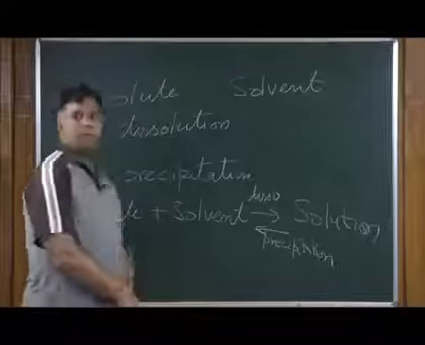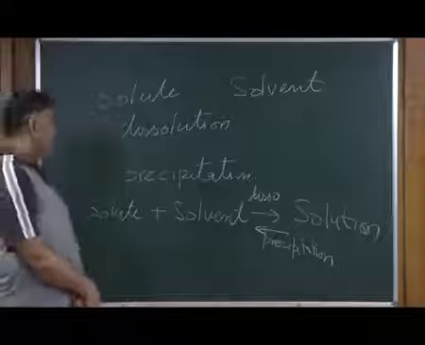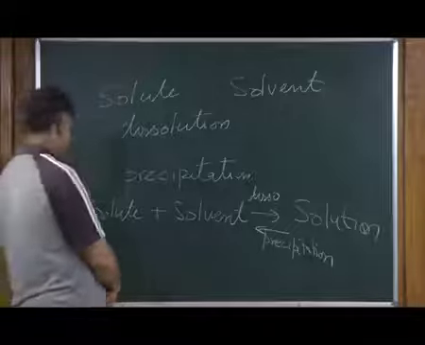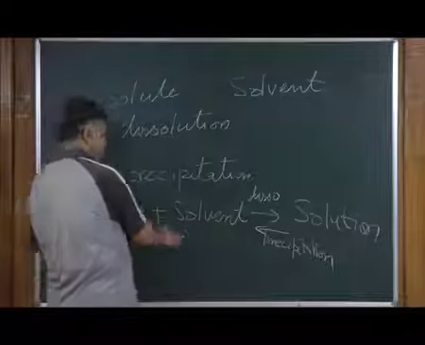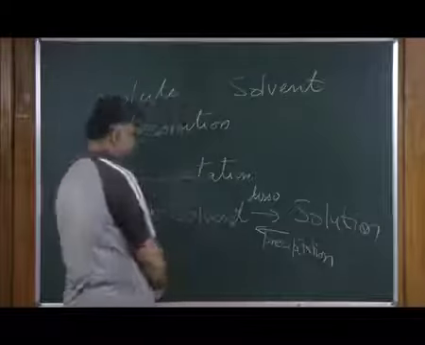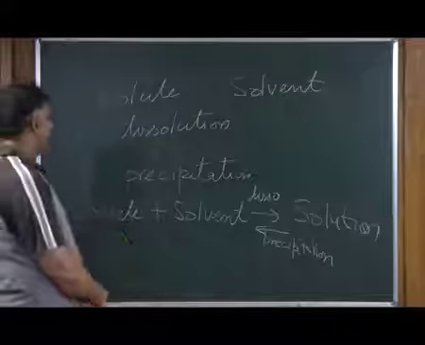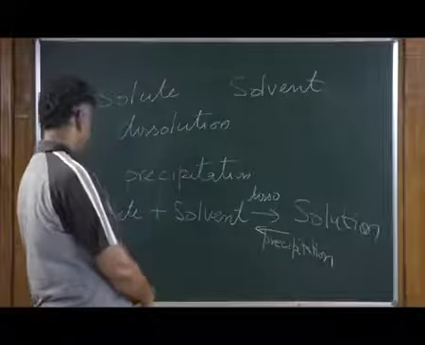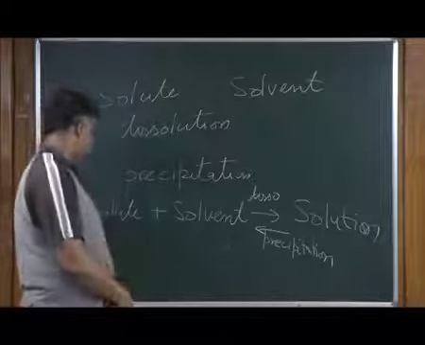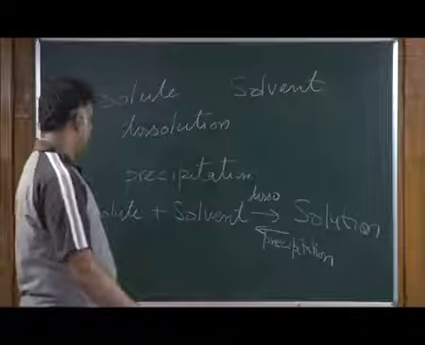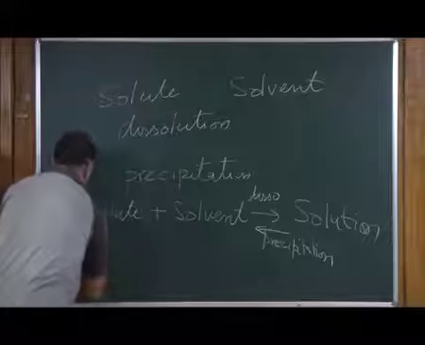As we keep on adding solute, we reach a stage when solute going into the solvent is no longer feasible, and we have no more dissolution, and at that time we reach the maximum concentration of solute possible, and that is called a saturated solution.